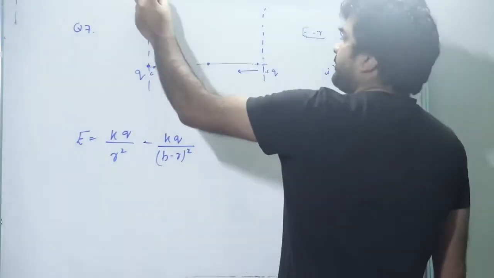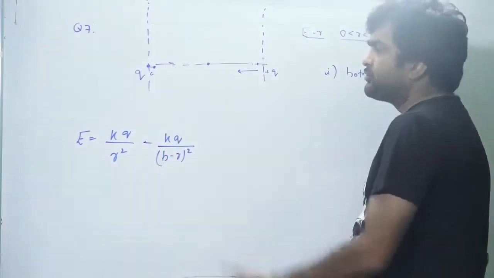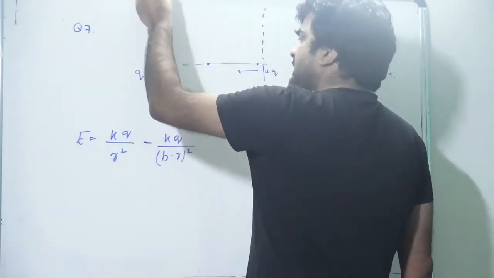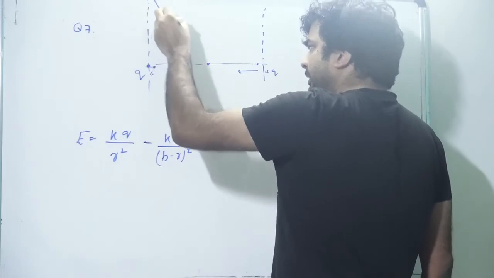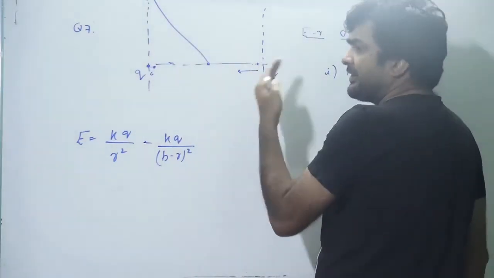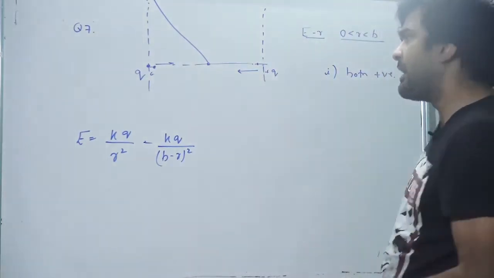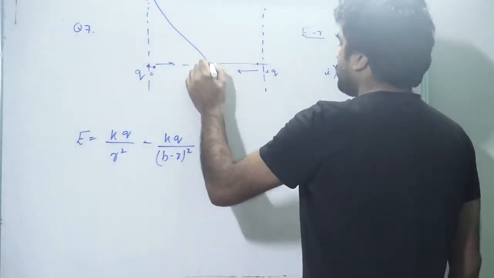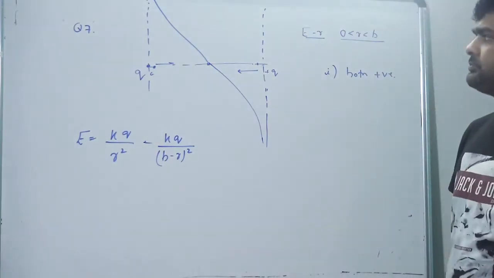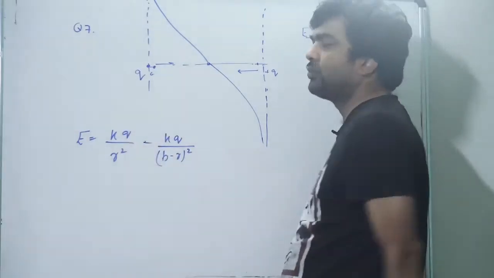If we now try to plot the graph, just on the right side electric field will be very large and it will decrease because it has to become 0 at the center, and just on the left side of the other positive charge, electric field will be negative and very large in magnitude. So this is the nature of the graph that we will have if both the charges q are positive.